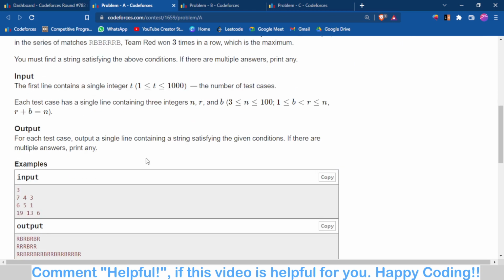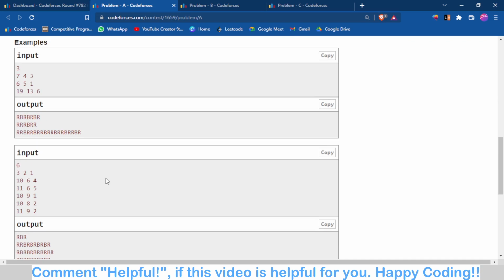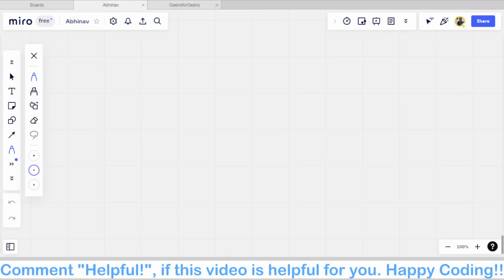So obviously for that what we can do is that for every particular R we can put a B in between, so that we can break the chain of wins of R. So let's understand this on the whiteboard.